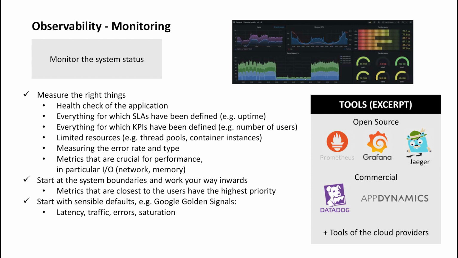Monitoring tools support you in storing and visualizing your monitoring data. In the open source sector, for example, the combination of Prometheus and Grafana is widely used. Tools such as Jaeger support you in tracing your requests across multiple systems. Commercial tools such as AppDynamics or Datadog bundle these functionalities and also help to extract additional performance data from the systems. These tools are also known as Application Performance Monitoring, or APM for short.